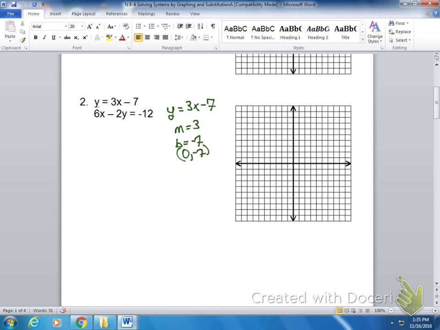So I want y'all to pause for a second, maybe about a minute or two. I want you to plot that point and get that line. Then I want you to start solving 6x minus 2y equals negative 12 for y. So go ahead and do that for just a minute.